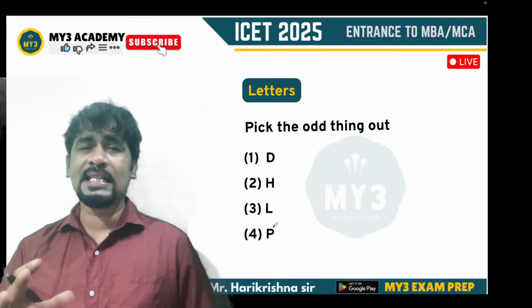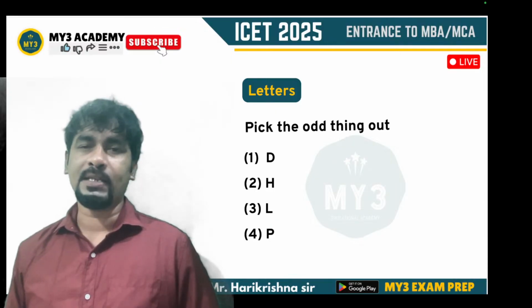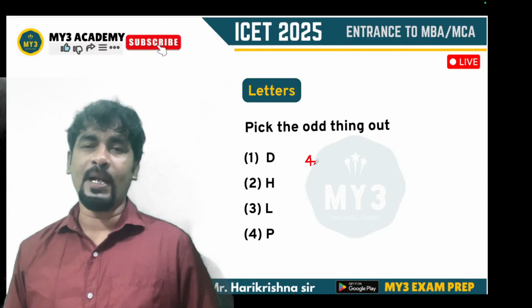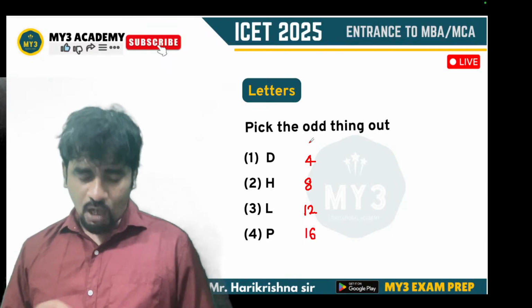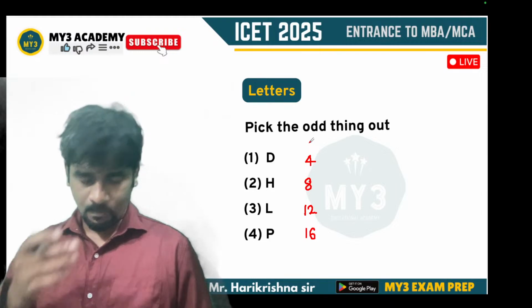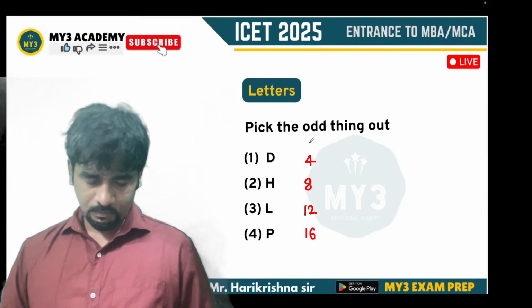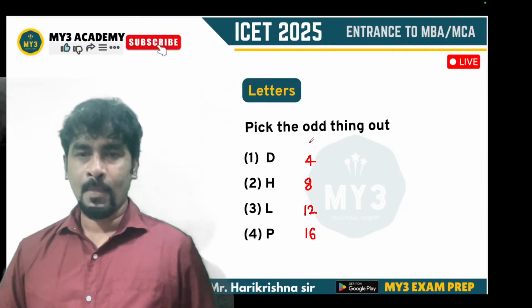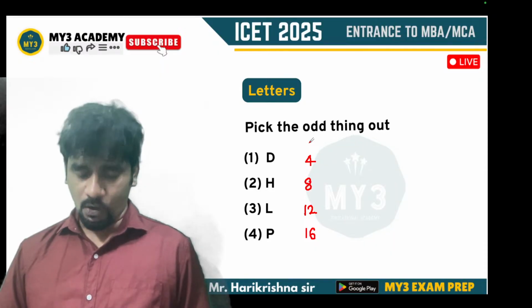DHLP. Whenever letters are available, don't look at them as letters. Convert these letters into numbers. So D is the 4th alphabet. H is the 8th alphabet. L is the 12th alphabet. P is the 16th alphabet. So by looking at this, what is the odd one out is the question. No response till now. 4, 8, 12, 16. What is the odd one out?